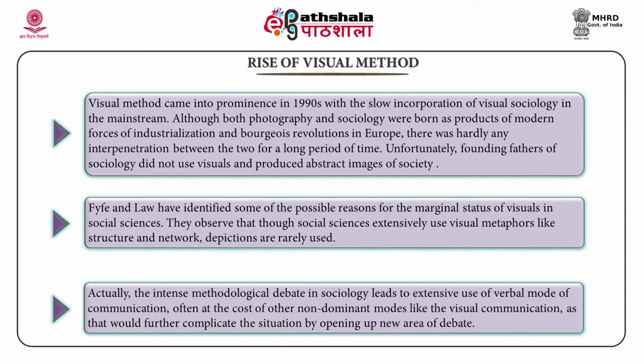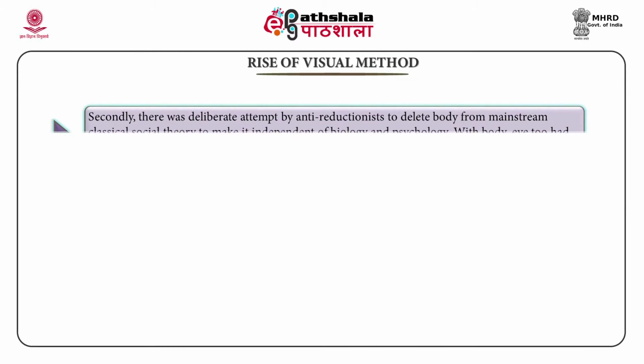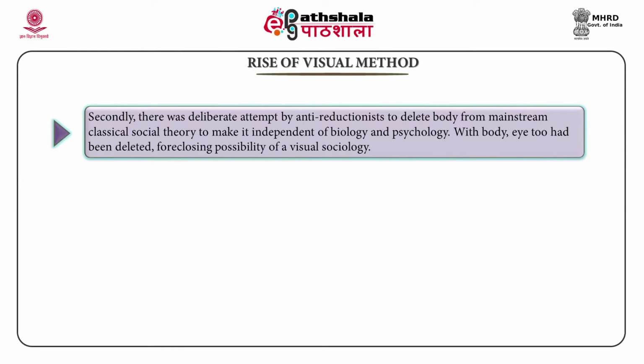of other non-dominant modes like the visual communication, as that would further complicate the situation by opening up new areas of debate. Secondly, there was a deliberate attempt by anti-reductionists to delete body from mainstream classical social theory to make it independent of biology and psychology. With body, eye too had been deleted, foreclosing the possibility of a visual sociology.